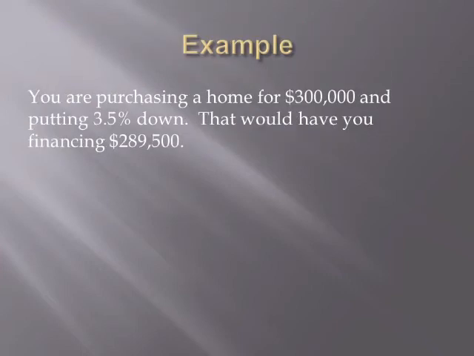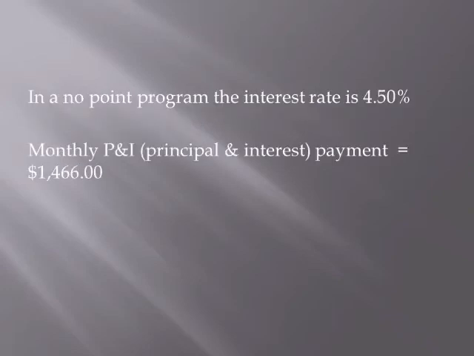Example: you are purchasing a home for $300,000 and putting 3.5% down. That would have you financing $289,500. In a no-point program, the interest rate is 4.5%. Monthly P&I, principal and interest, payment equals $1,466.